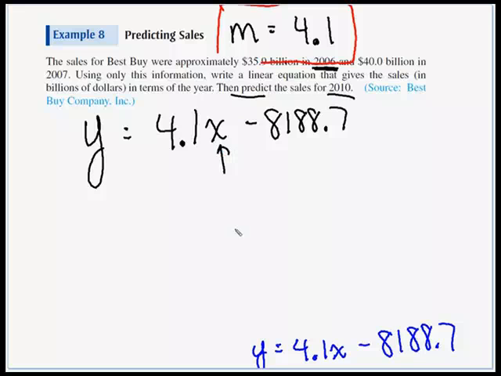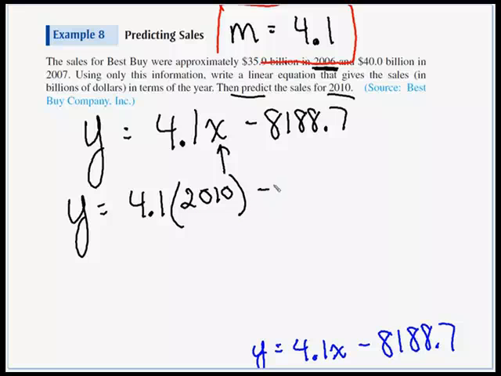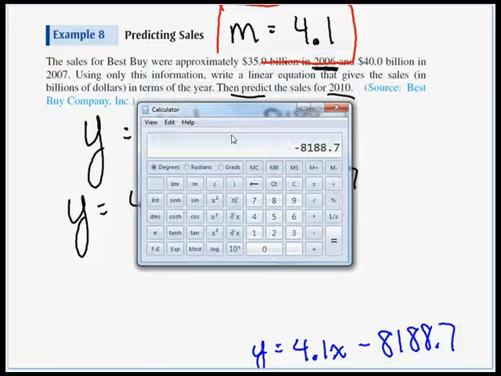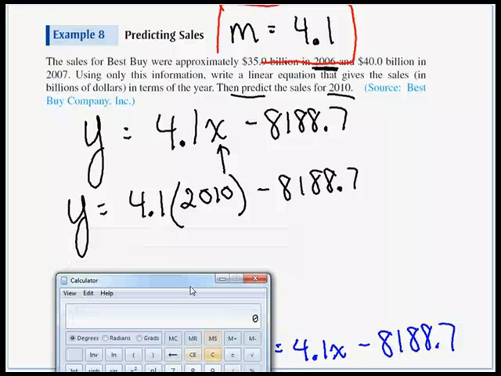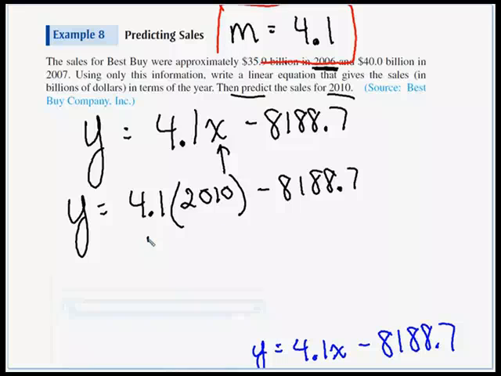Remember, x is just the year. So if we want to know what sales might be in 2010, we plug in that for x. Y equals 4.1 times 2010, and then we subtract the 8188.7. So it's calculator time. 4.1 times 2010 equals, and then we're going to minus 8188.7, and our answer is 52.3. Y is equal to 52.3.